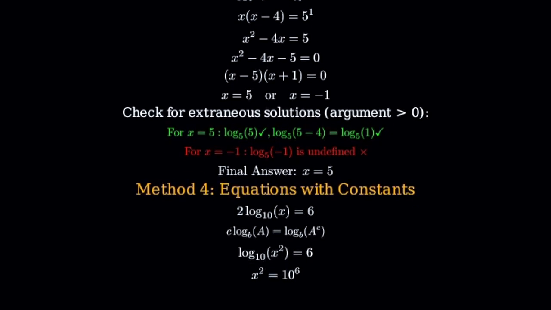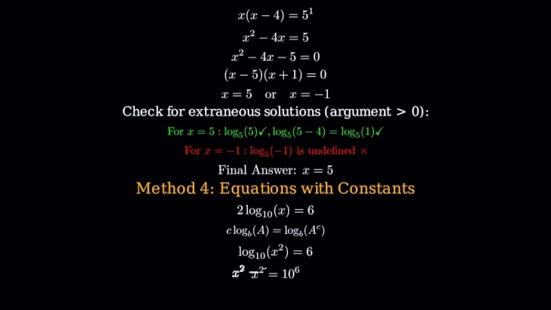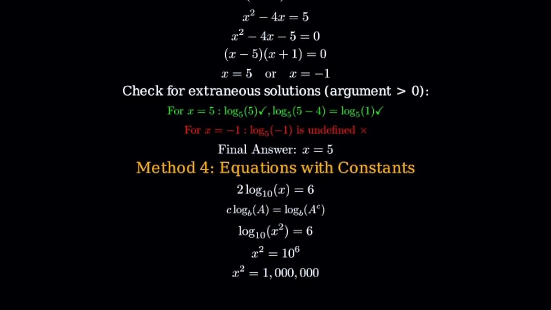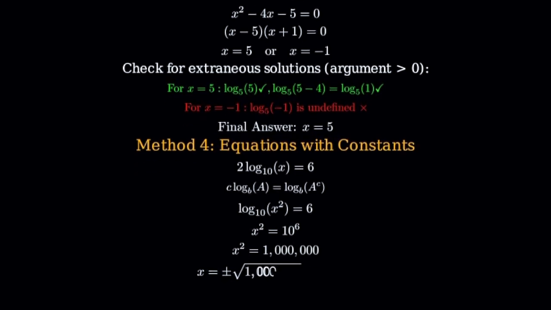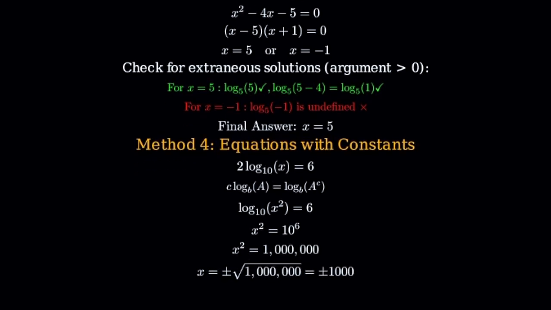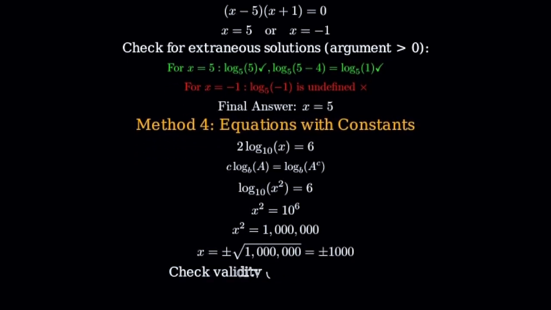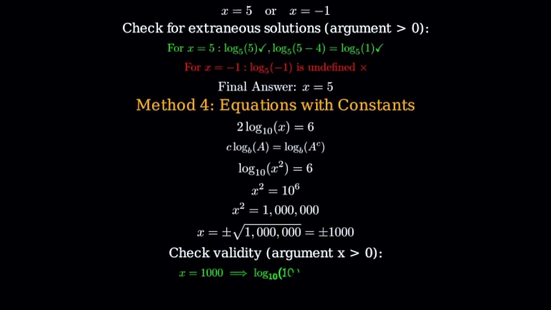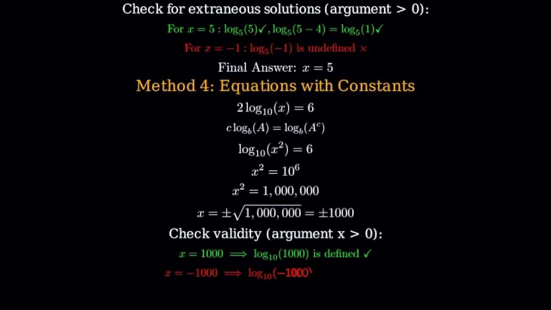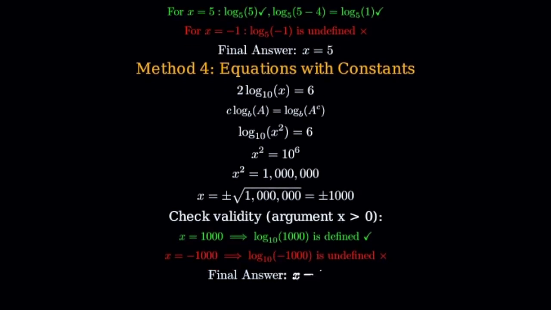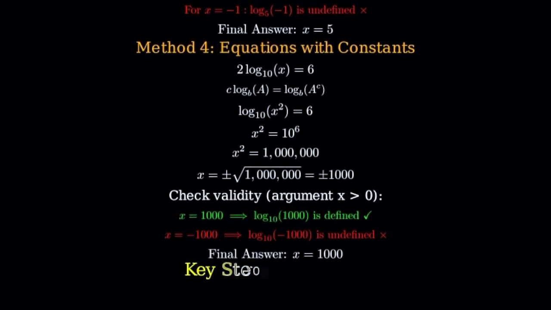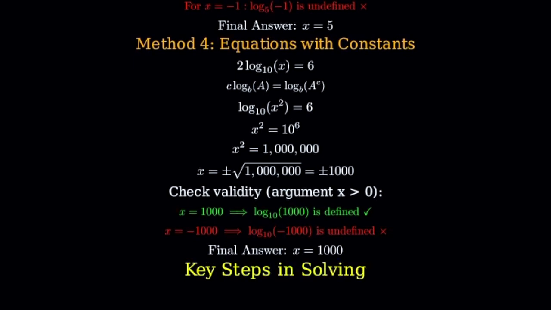Now, convert to exponential form: x squared equals 10 to the power of 6. 10 to the 6th power is 1 million. So, x squared equals 1 million. Taking the square root gives x equals plus or minus 1,000. Again, we must check validity. Since the original equation has log base 10 of x, the argument x must be positive. Therefore, only the positive value is valid. x equals 1,000.